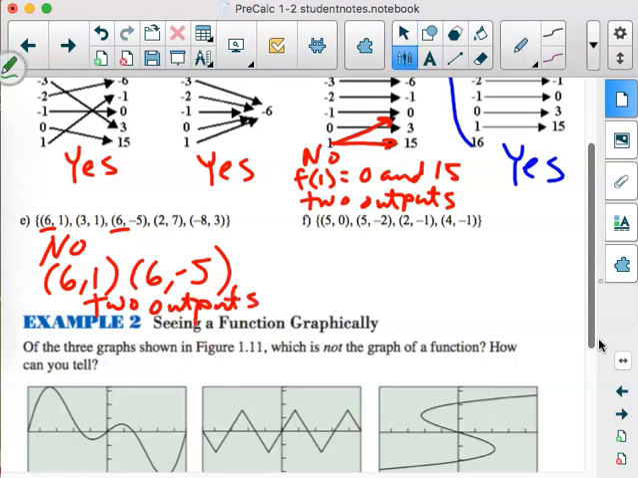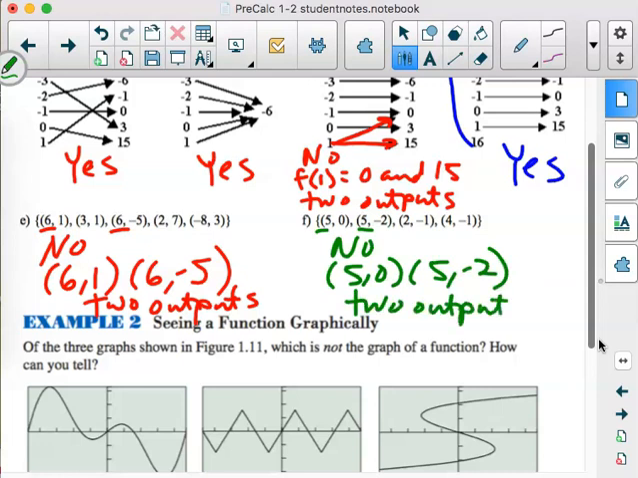And then for F, the first 2 of them show an input of 5, and we have 2 separate outputs. So this is a no. 5, 0. 5, -2. 2 outputs. No go. Now, for any of these, we could graph them and use the vertical line test, and we're going to see that they fail.